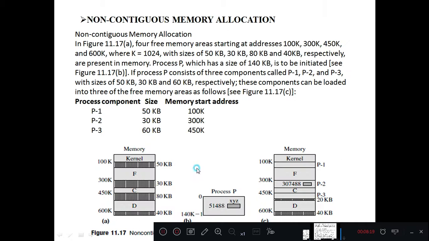So here you can see the logical memory is ranging from 0 to 140k minus 1, and the physical memory is ranging from the starting address 0 to the last address 640k minus 1. This is 600 plus free space of 40k, so 600 plus 40 is 640, minus 1. The last memory address in the physical memory is 640k minus 1, that is 640 into 1024 and subtract 1 from this result.